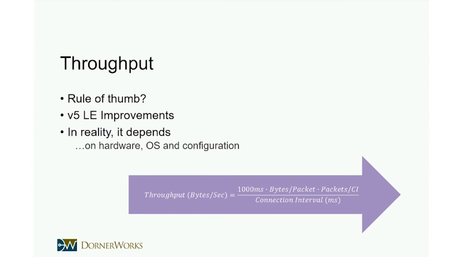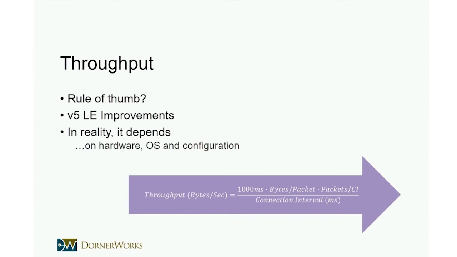So throughput. A lot of questions that I get is, what is the rule of thumb for throughput? The answer is, there is no rule of thumb. It all depends. It depends on a lot of things, and I'm hopefully going to go through some of those right now. Version 5 had some improvements for throughput by doubling that PHY rate, but again, that's only in the 2 meg PHY option. If you go the other option, then you're going to be sending data a whole lot slower, and you're not going to get a higher throughput.